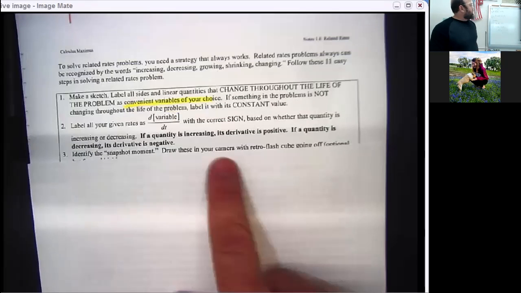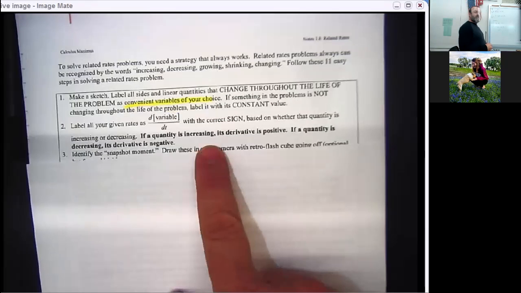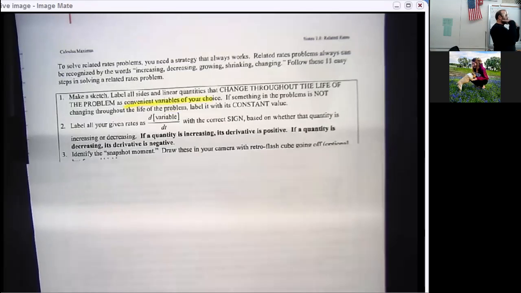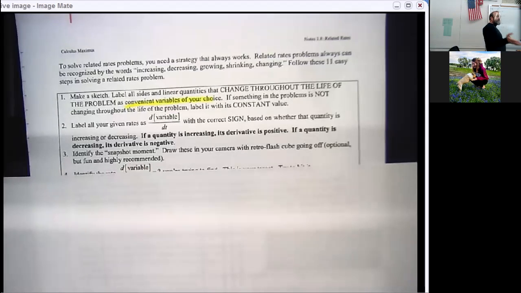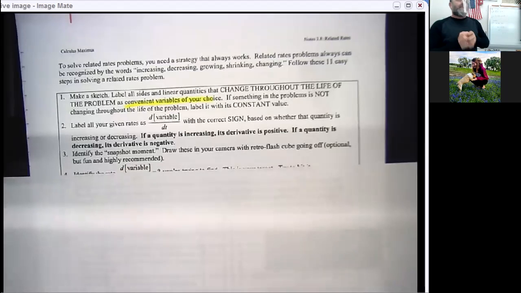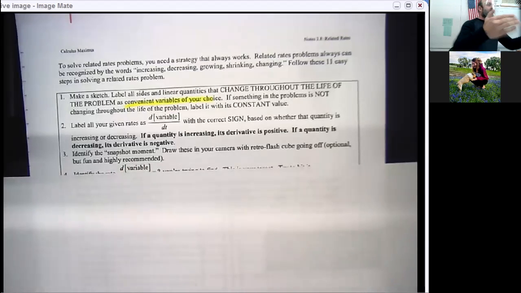And you should notice that if it's increasing, your derivative should be positive, and if decreasing, your derivative will be negative. Sometimes the way the problems are listed, they don't explicitly tell you positive or negative. They talk about things increasing and decreasing, right? So identify the snapshot moment. We've done that because remember we talked about, hey, we did the ice cream cone and it said at the moment when the radius is this, what happened, right?